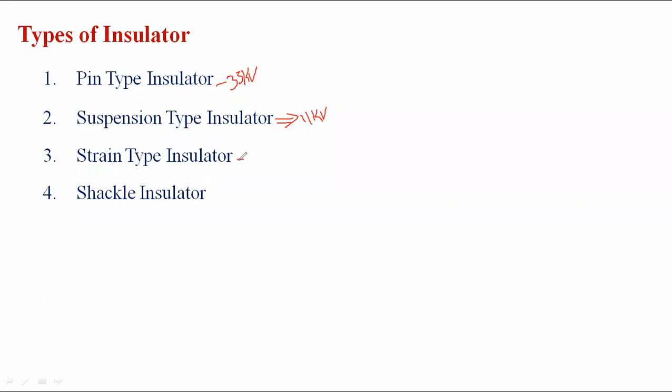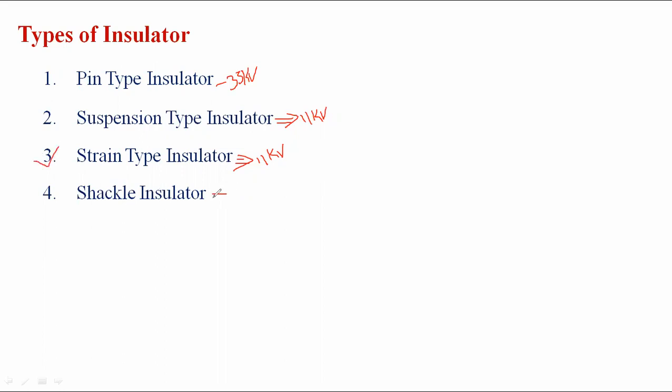And the strain type insulator, here each disc's capacity is 11 kV, but it is used only up to 11 kV. Beyond 11 kV, economically the cost is more. But based upon the operating voltage, the strain type insulator is also connected with n number of discs in series. Wherever there is a dead end, wherever a cross section is there, wherever the tension is more, for those particular places the strain type insulator is used.